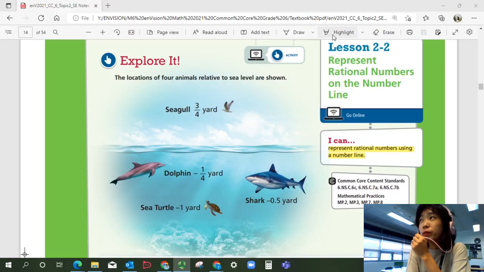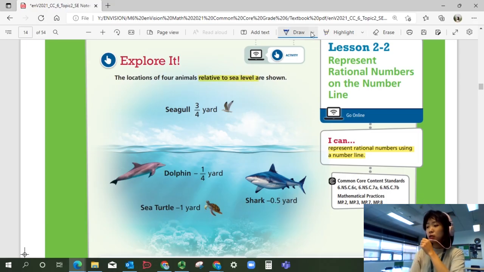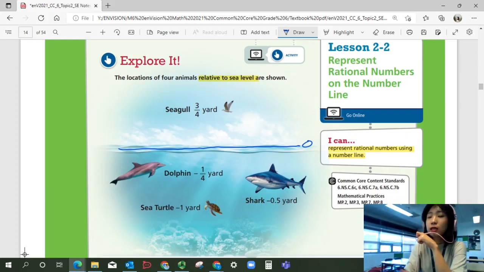So they already tell you the locations are relative to sea level, right? So that means their sea level is represented by what? Your sea level should be represented by a 0. So if the sea level is represented by 0, what does it mean if dolphin is at -1/4 yard? Yeah, it might represent that the dolphin is 1/4 yard below the sea level, right?